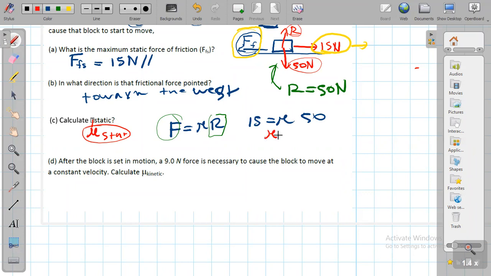How to get the 15? Mu equals 15 over 50. How many threes are there? And how many fives? Ten fives are there. So what is it going to be? Mu equals 0.3, because there are no units for the frictional coefficient. I taught you that last week.